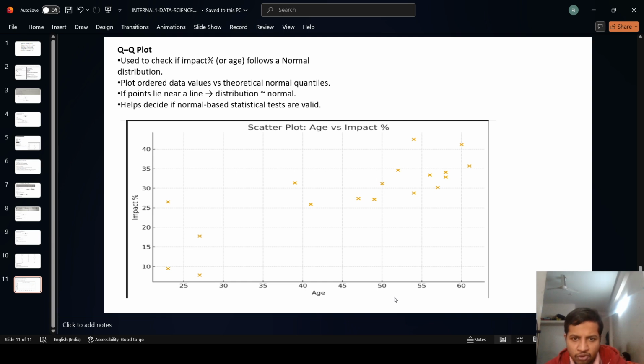So the scatter plot, as you saw, is a plot between age and impact percentage. On the y-axis we have taken the impact percentage and on the x-axis we have taken the age. This star will represent the data values which we were given.